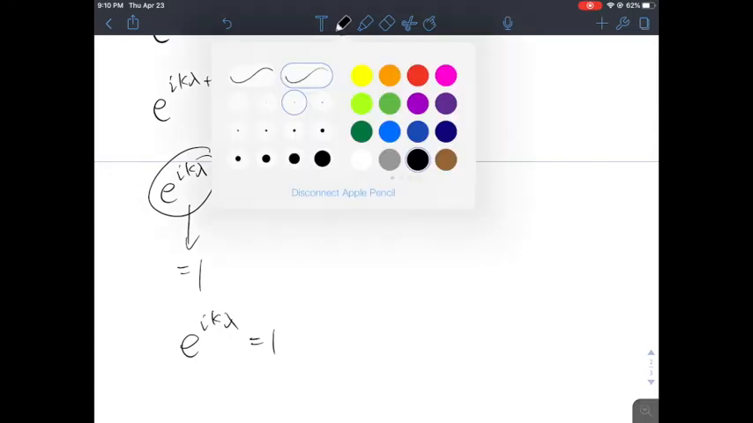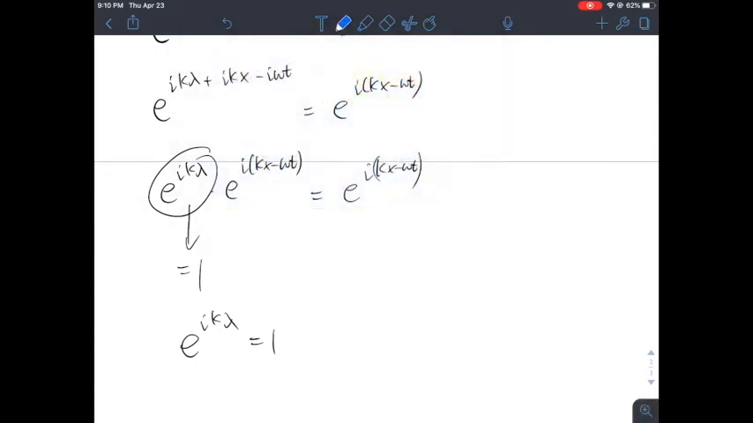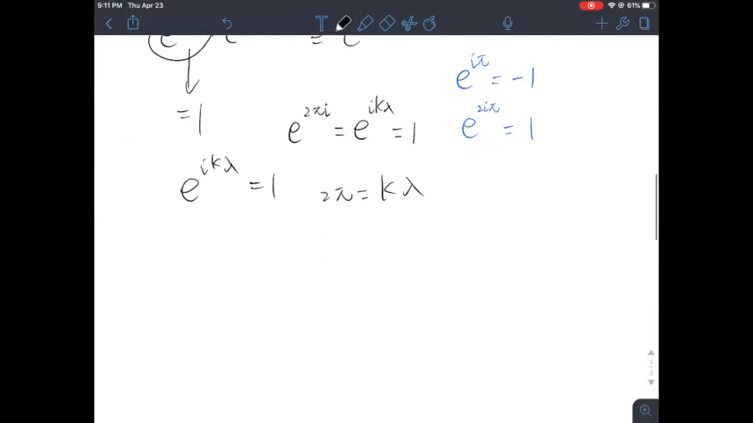So how are we going to do that? Don't forget, we have our old friend Euler's identity. Here's where the mathematical beauty comes into the equation. Euler's identity says that e to the i pi is equal to negative 1. If we square it, it becomes 1. So we can equate them together: e to the 2 pi i equals e to the i k lambda, which is equal to 1. Then we have 2 pi is equal to k lambda. Then we know lambda will be equal to 2 pi divided by k.